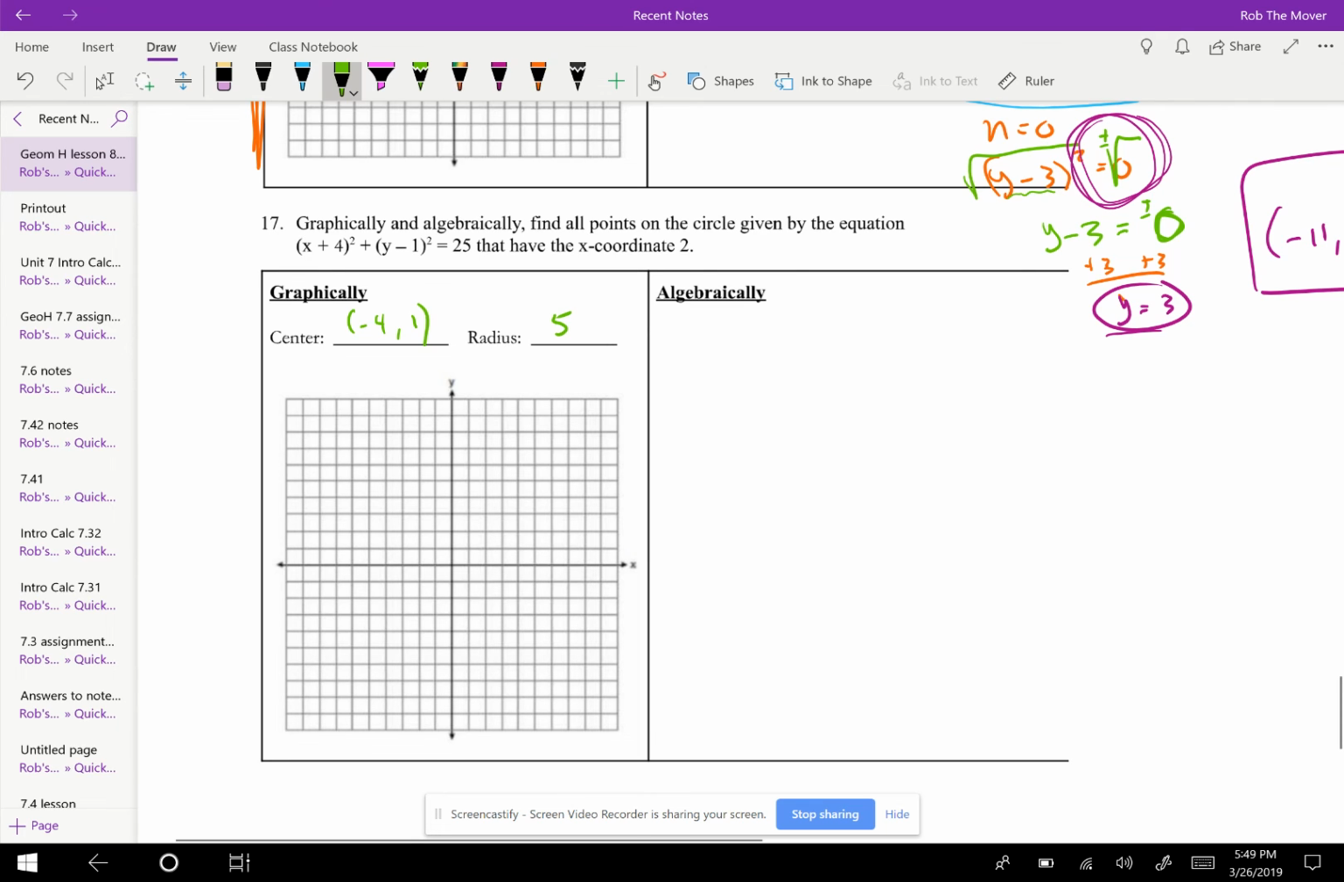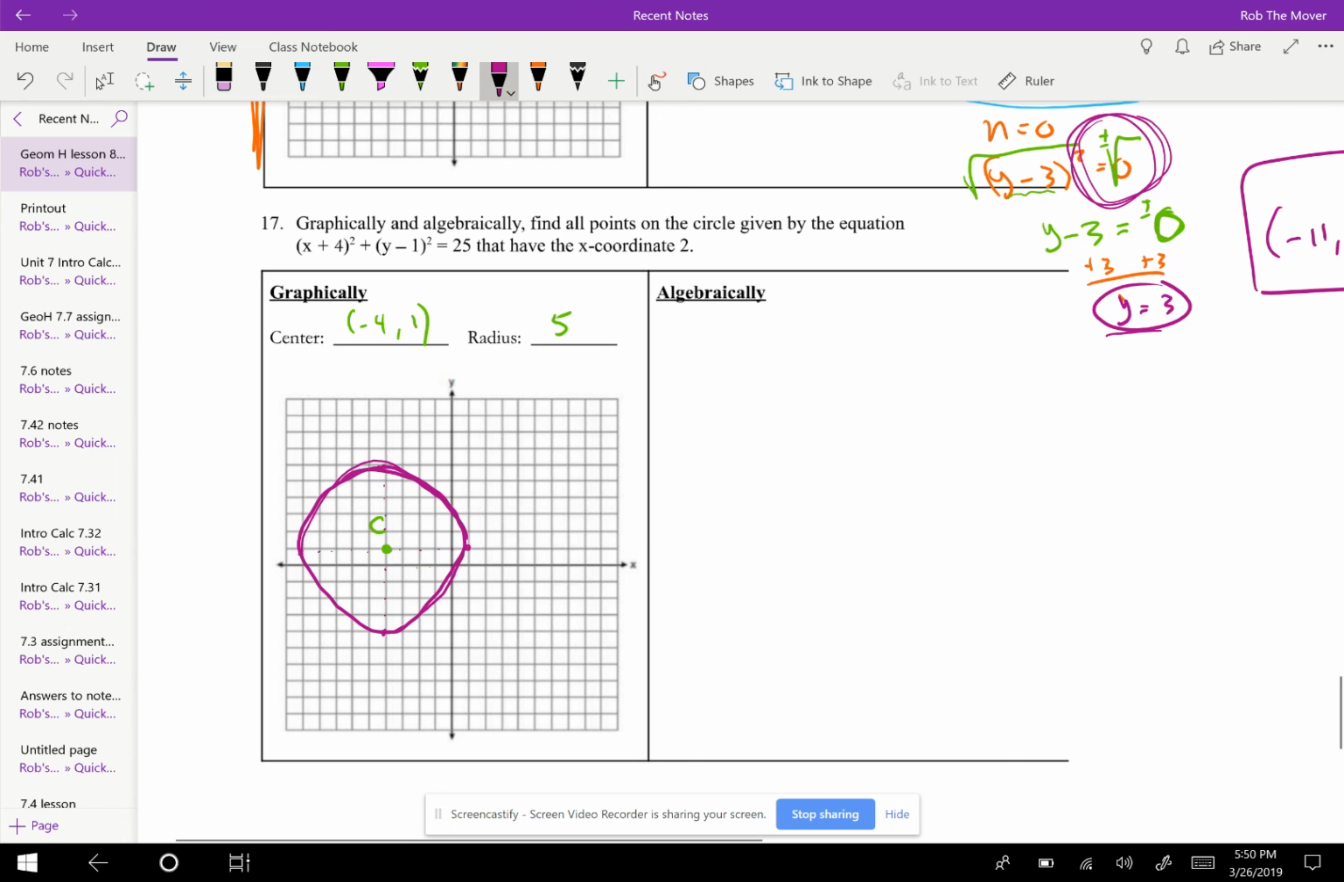Negative 4, 1 is up here. That's my center point. We have a radius of 5. So I'm going to count over 5 units from here. 1, 2, 3, 4, 5. There's roughly what my circle looks like. Okay.